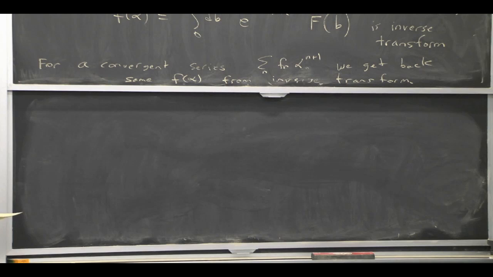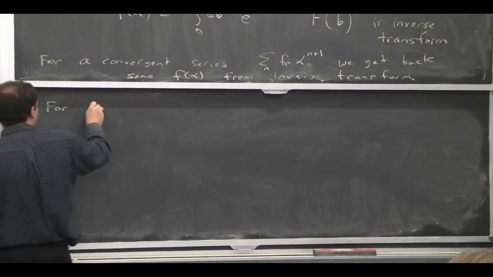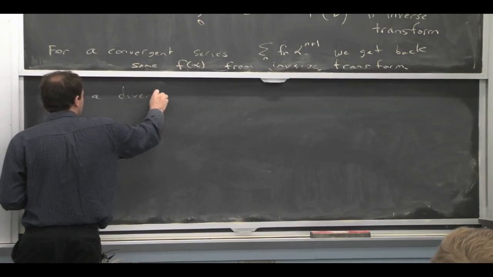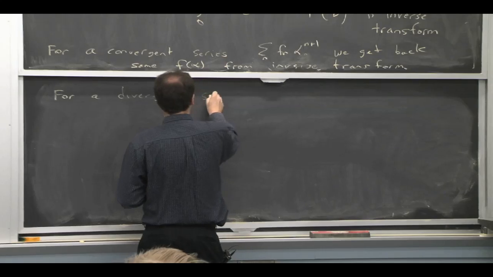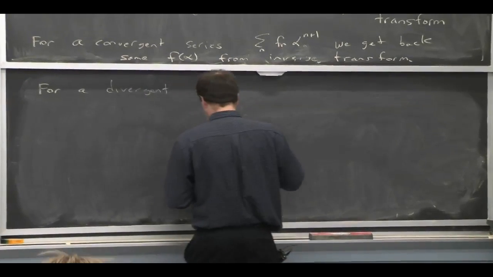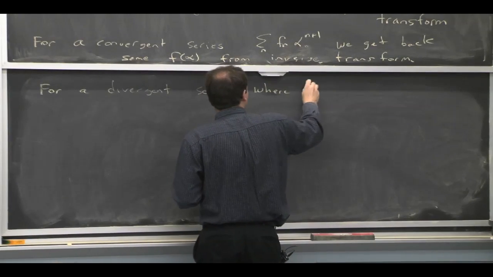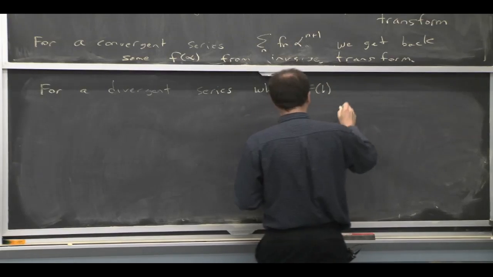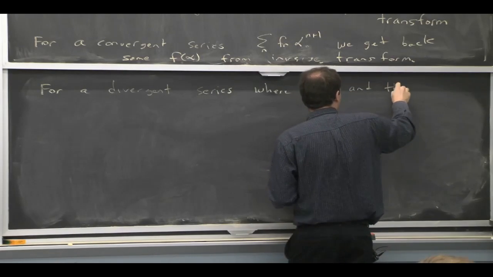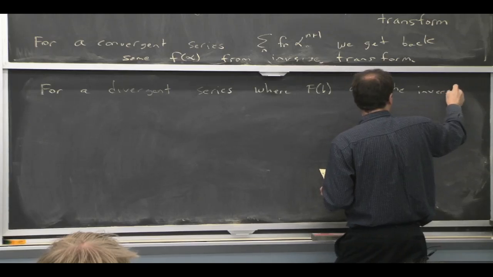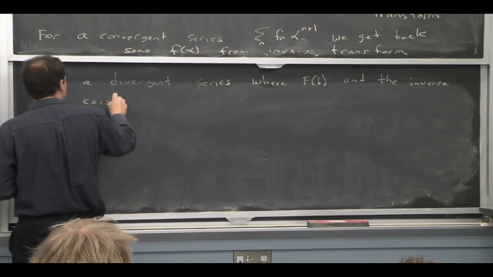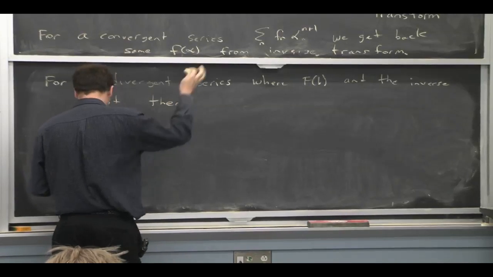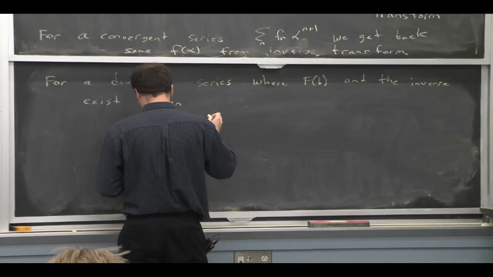Let me give you an example that shows you that if you have a divergent series, it's not too crazy to define the sum of the divergent series by using these transforms. So I claim that for a divergent series where f of b and the inverse transform exist, so if we start with the divergent series, but these things exist, then we could just use this transform as a way of defining f of alpha.